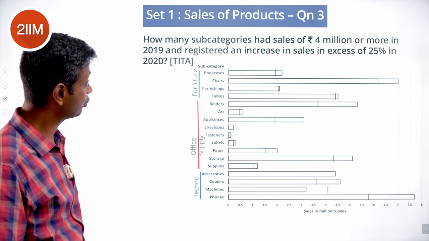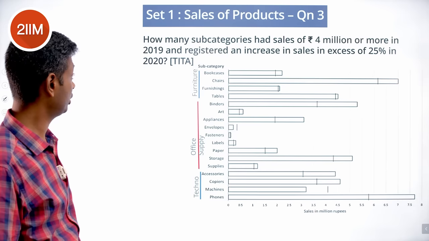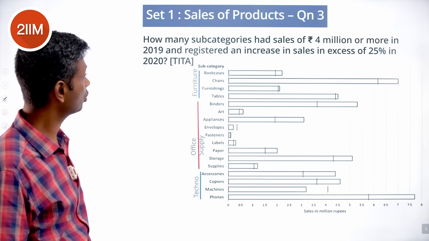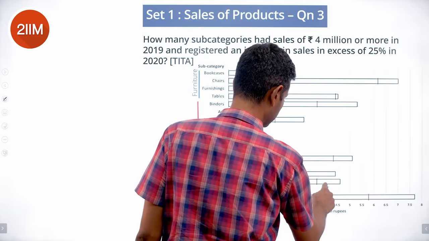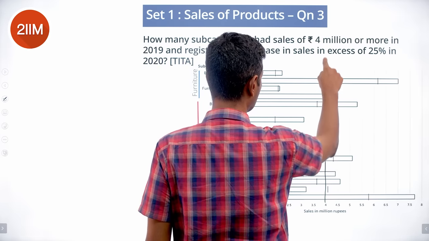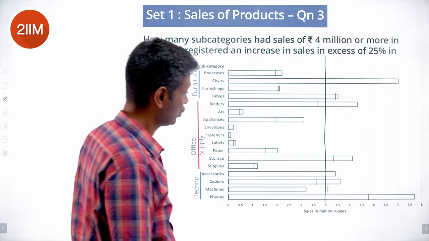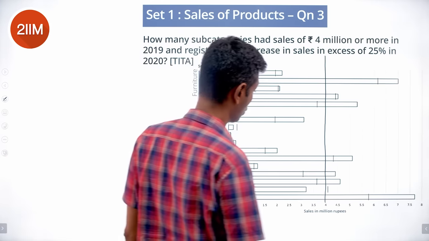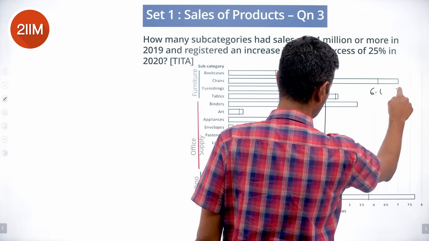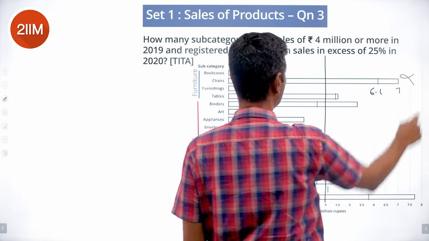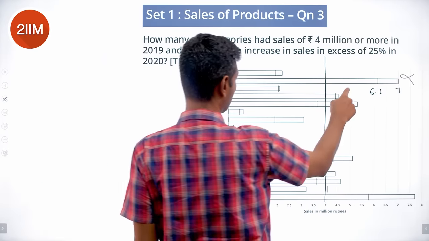How many subcategories had sales of 4 million or more in 2019 and registered an increase in sales in excess of 25% in 2020? More than 4 million in 2019. So this is the 4 million line. 2019 number being more than 4 million. Chairs, excess of 25%. Chairs goes from 6.1 to 7. And that's not 25%. 25% of 6 is 1.5. That's not the answer. Tables, straight away, we can forget about it.